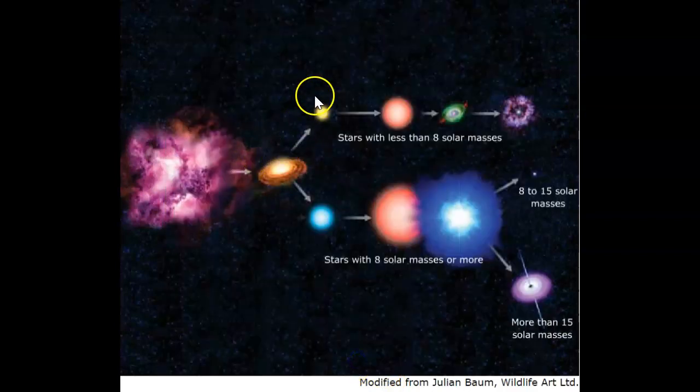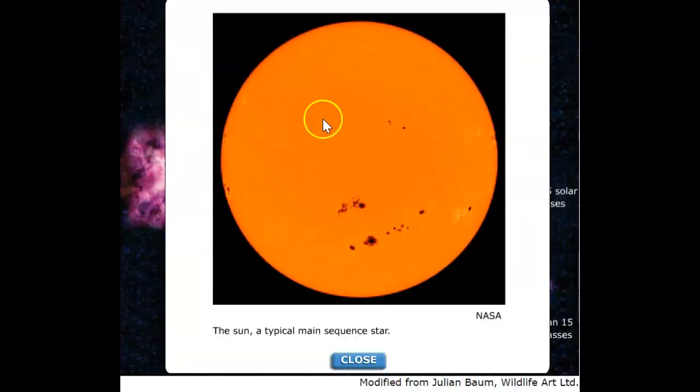After that, you're either going to have a path here or a path here. This upper path is a path that would be taken by a star that is similar to our sun. So here's the main sequence of that star. This would be a massive star's path here. So the main sequence starts here. This is the sun, a typical main sequence star. You can see that there are a few sunspots on the image that's shown here.